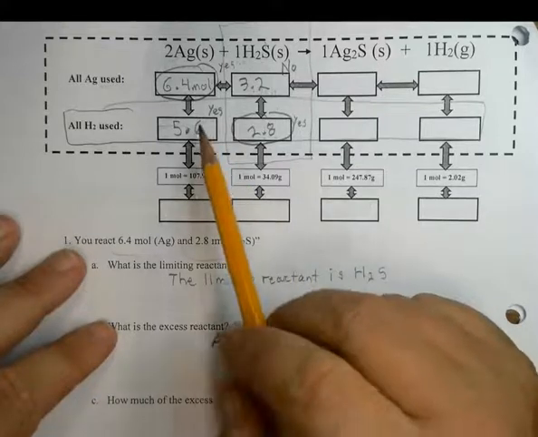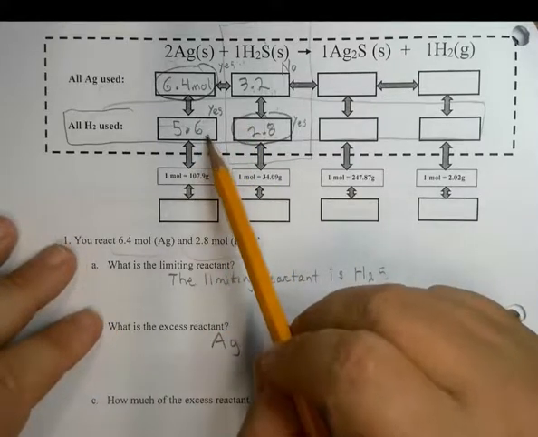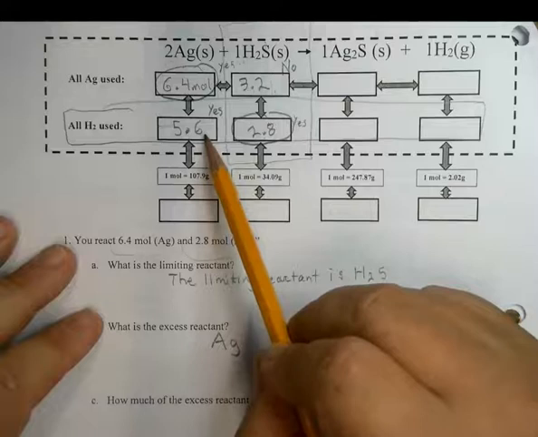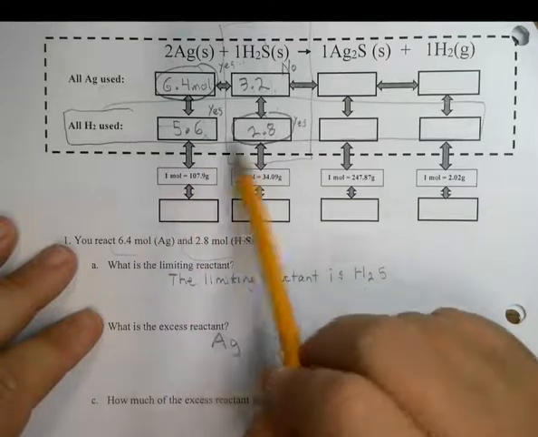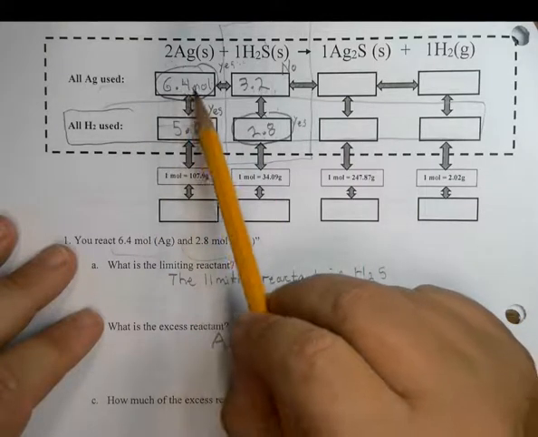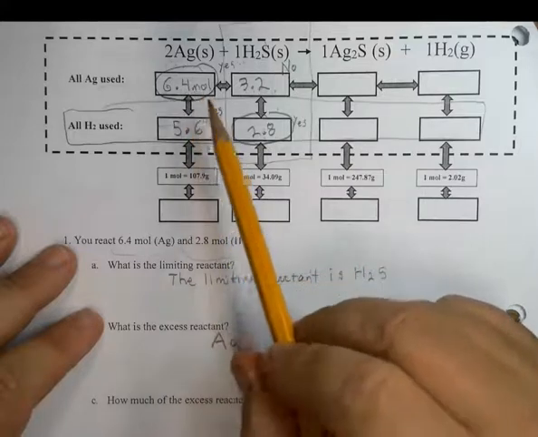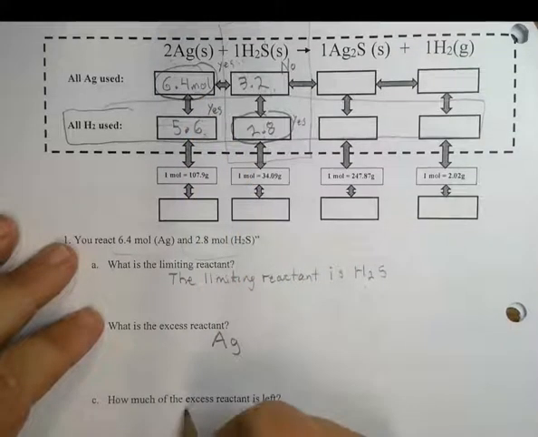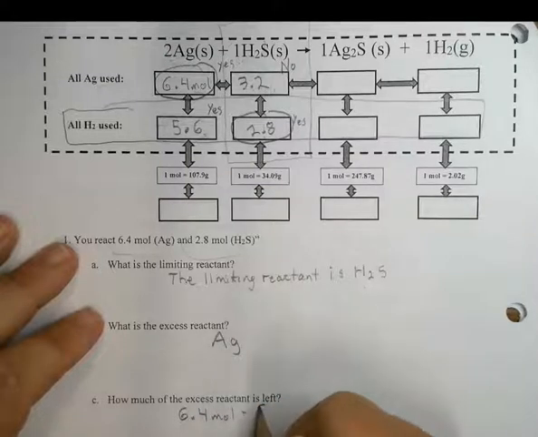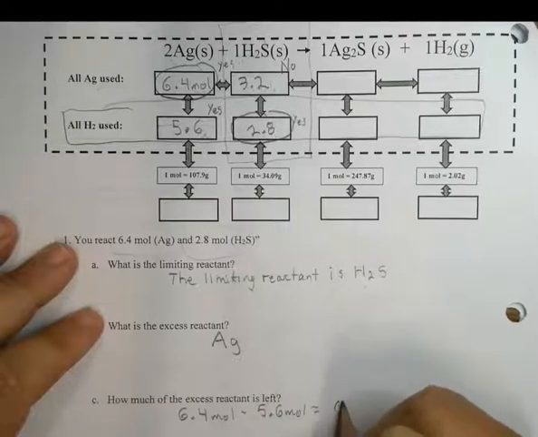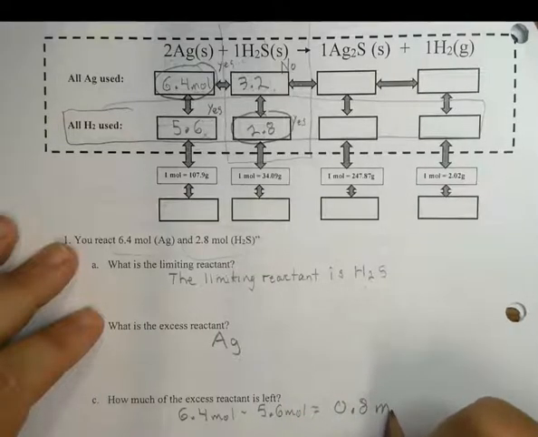So what it says is that the excess reactant is silver. We have to use 5.6 moles to make this reaction work. But we were given 6.4 moles. We were given more than that. So how much is left over? The answer is the 6.4 that we were given minus the 5.6 that we actually had to use. And that gives us 0.8 moles of silver in excess.